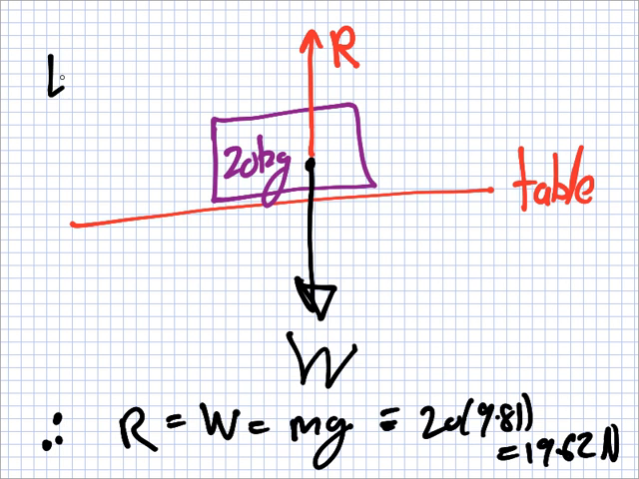Alright, so this is our first example. We wanted to calculate R. Okay, so if we can write this down. 196.2, oh sorry, thank you.